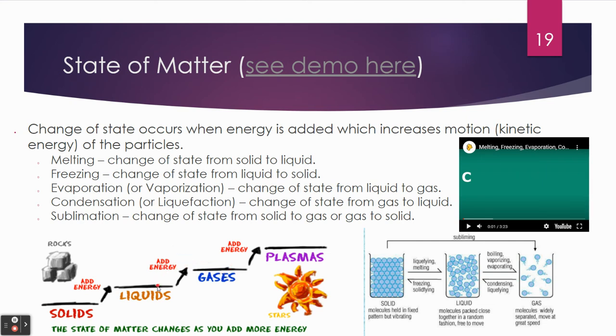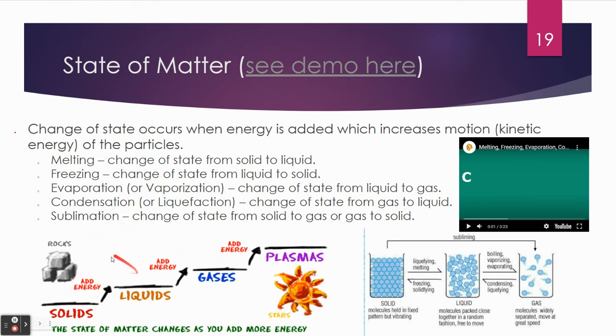And then you can go the other way around as well. So for example, if you remove energy from gases, they will go through condensation and become liquids again, like rain. And then if you remove energy from liquids, well, they will become solids. Like when you put water in a freezer, it becomes solid water. It becomes ice, and that's called freezing. So you can essentially add energy or remove energy to change between the states of matter.